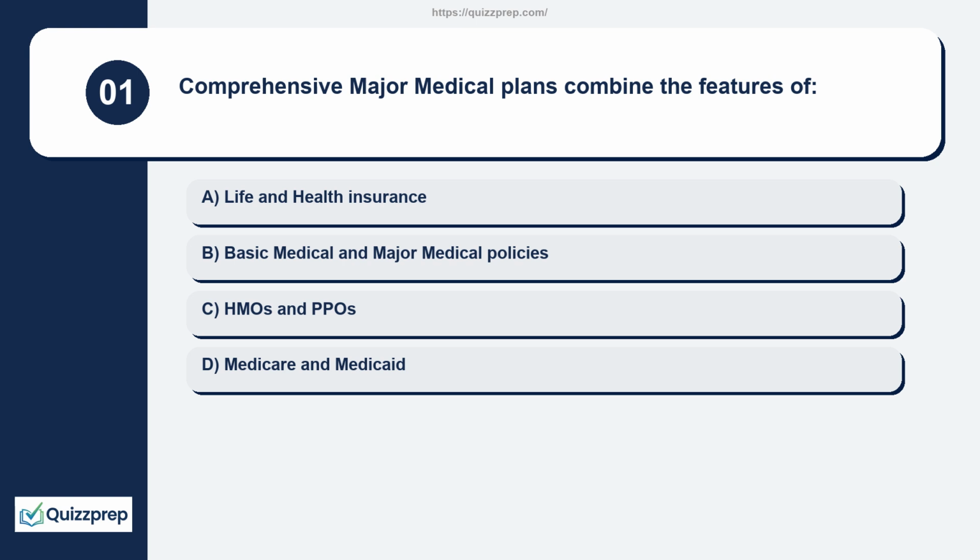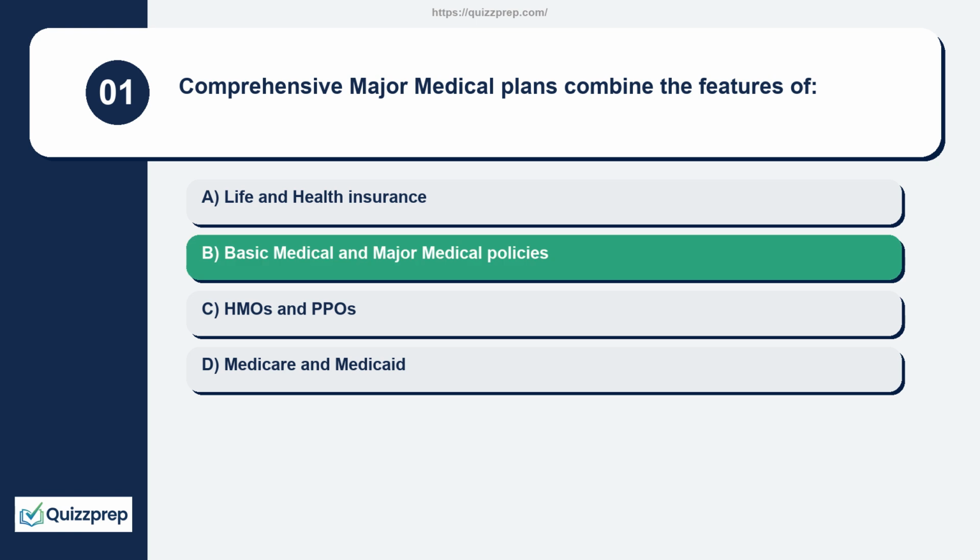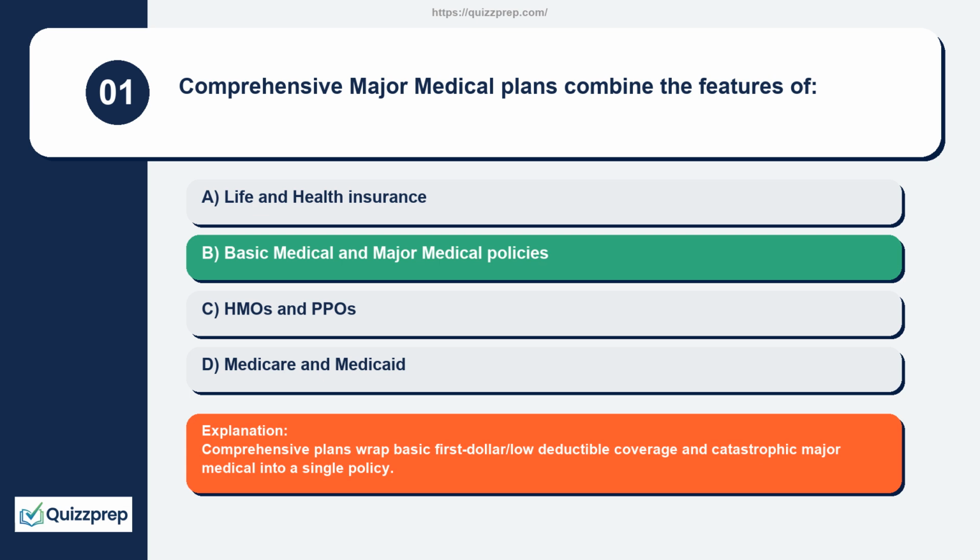Question 1. Comprehensive major medical plans combine the features of: life and health insurance, basic medical and major medical policies, HMOs and PPOs, Medicare and Medicaid. Comprehensive plans wrap basic first dollar/low deductible coverage and catastrophic major medical into a single policy.